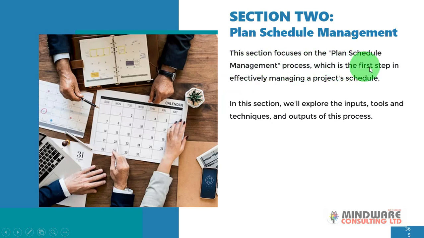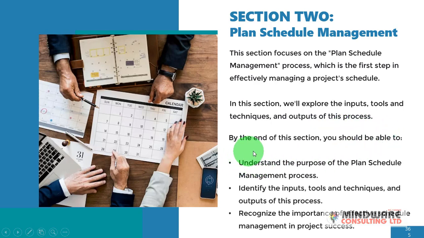This section focuses on the plan schedule management process, which is the first step in effectively managing a project schedule. In this section, we will explore the inputs, tools and techniques and outputs of the plan schedule management process. By the end of this section, you should be able to understand the purpose of the plan schedule management process, identify the inputs, tools and techniques, and also the outputs of the process. And then lastly, we'll be able to recognize the importance of effective schedule management in project success. All right.